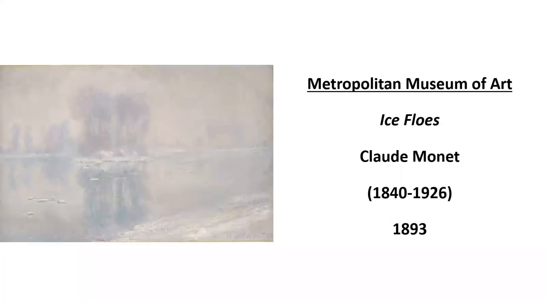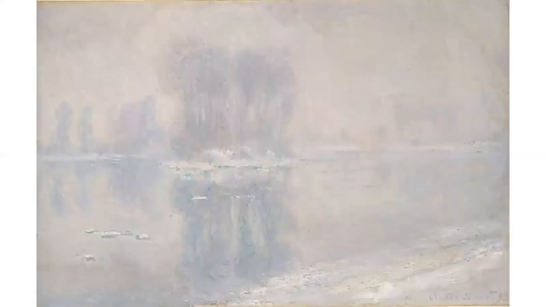Now notice we're getting up there in years. Remember, we started out talking about Monet in the mid 1860s. We're now up to 1893. This is a painting of ice floes. It's very light in color, so that's not your screen being distorted. There's the full view. This is a winter scene, so of course it's whitish.